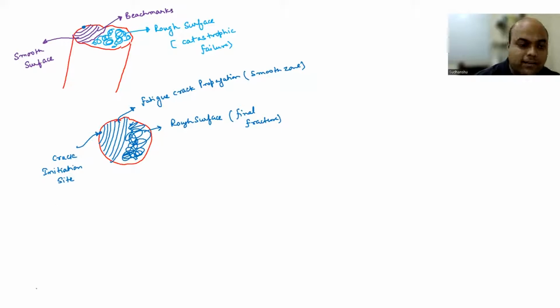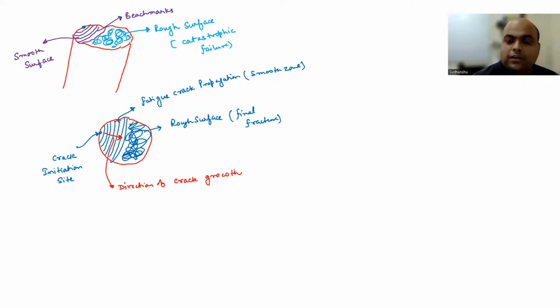Okay, and what is your crack direction? Propagation is growing in this direction, right? So this is the direction of crack growth, right? So this is how your fractograph is going to look after fatigue failure.